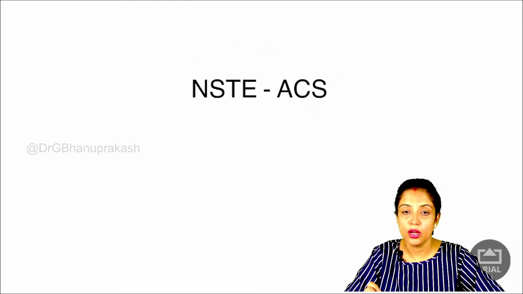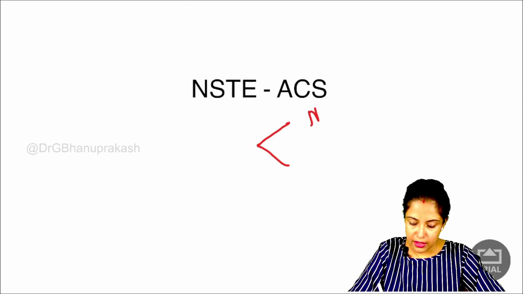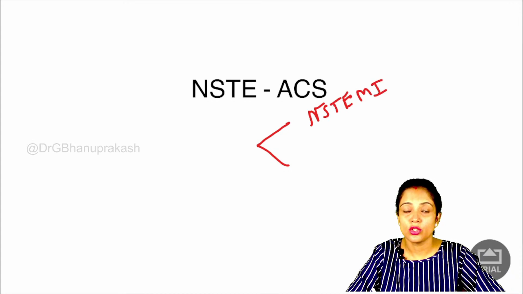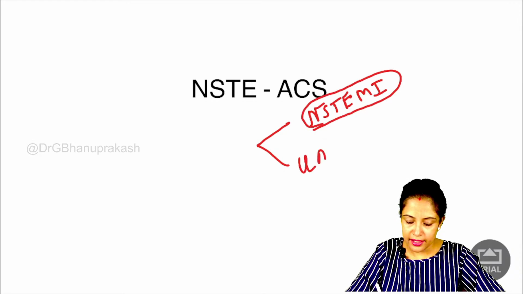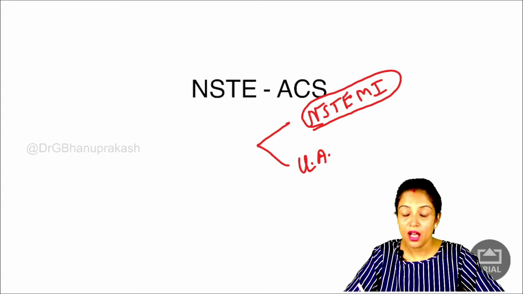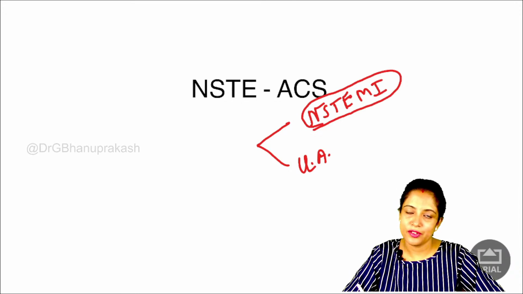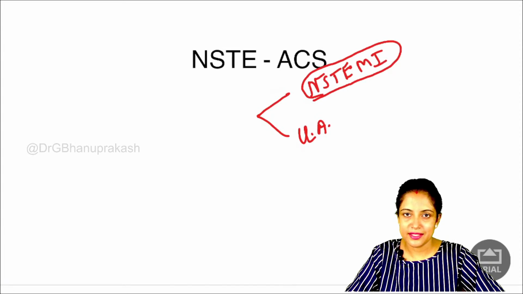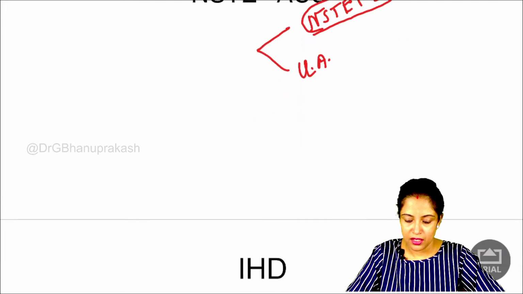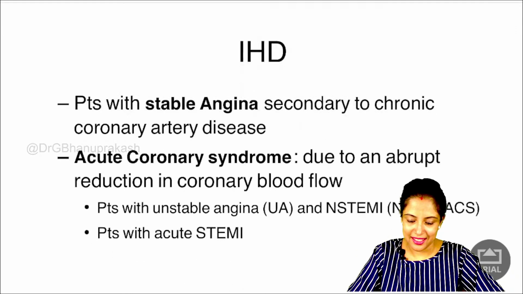NSTE-ACS includes two things. It includes what we know as NSTEMI, non-ST elevated myocardial infarction, and the other one is unstable angina. So today we're going to learn about unstable angina and NSTEMI. These are very important topics, not only from your exam point of view, but for your clinical practice as well. I'm going to discuss various things which will help you even in your competitive exams, for MCQ purposes. So I hope you will follow the class and you like the class.